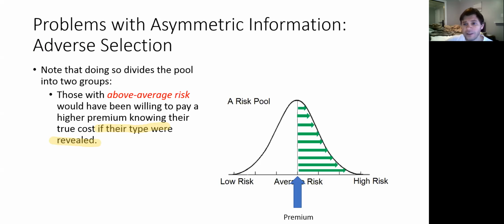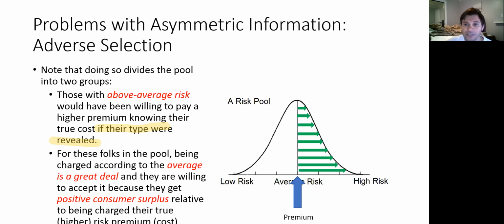Okay, I'm going to argue that for these folks in the pool, being charged according to the average is actually a great deal for them. Because their willingness to pay, if it's reflective of their actual risk, is much higher, right? So you can argue that they would have been willing to pay more knowing that they were high risk, but they're now getting away paying less, meaning they're getting a positive consumer surplus and hence are definitely incentivized to purchase this insurance. Okay, so it is a great deal for people over in the right side of this distribution.